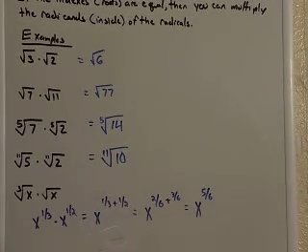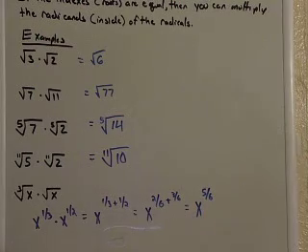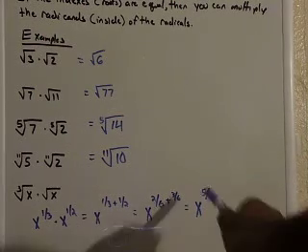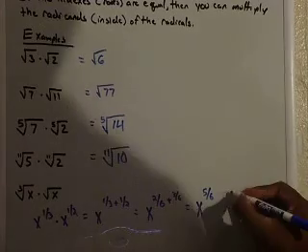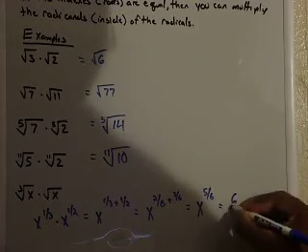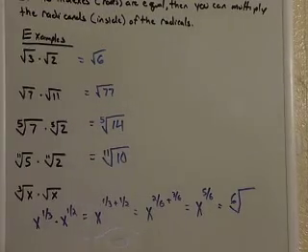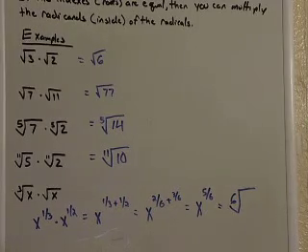And if we want to convert that back to a radical, what becomes the root? Well, the root is the denominator, and then the power just stays. So this is going to be the 6th root of x raised to the 5th power.